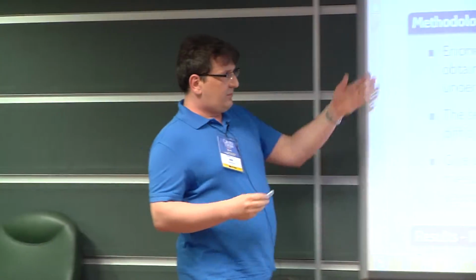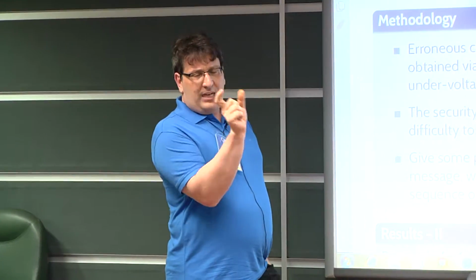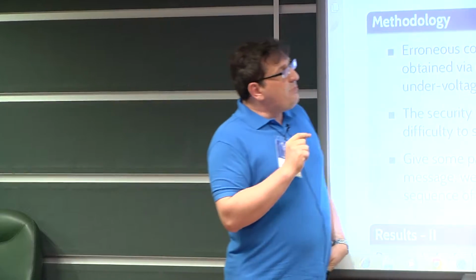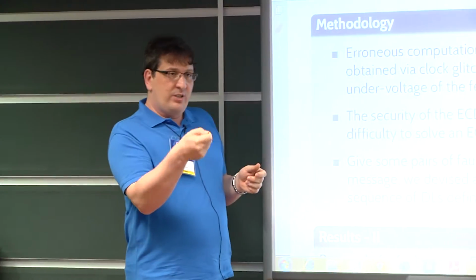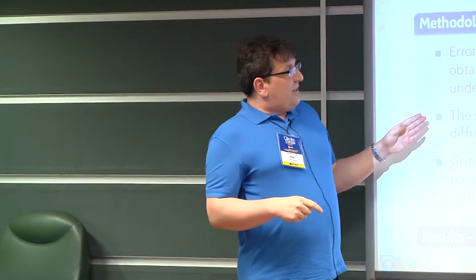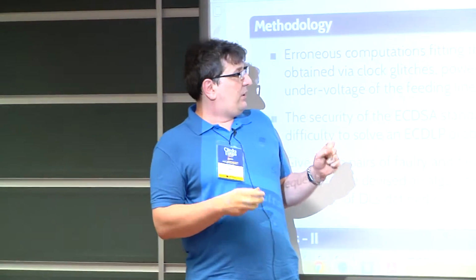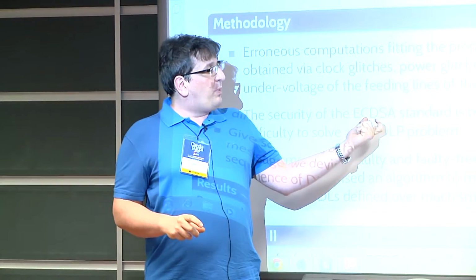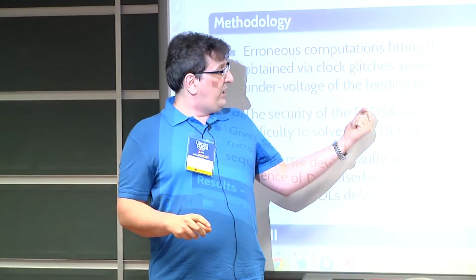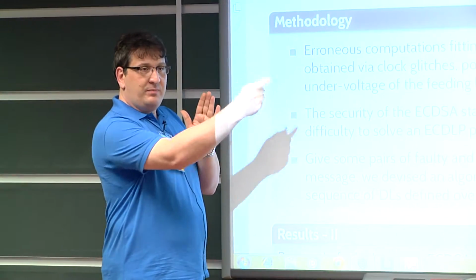How to obtain this kind of error? This kind of error in the result of a modular multiplication can be obtained via clock glitches, power glitches, or constant voltage underfeeding. And this kind of error is able, ultimately, to reduce the security of this algorithm very much, to the point that the values of the secret key can be brute forced one piece at a time. Okay.